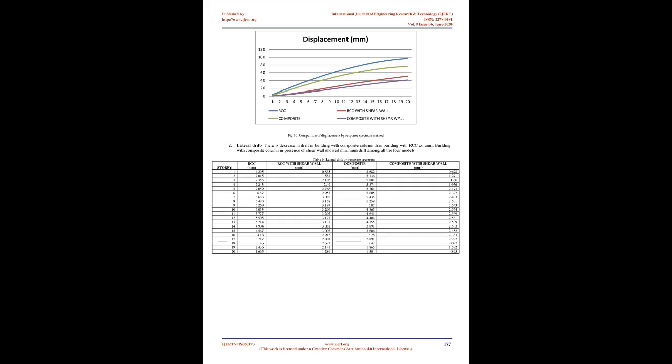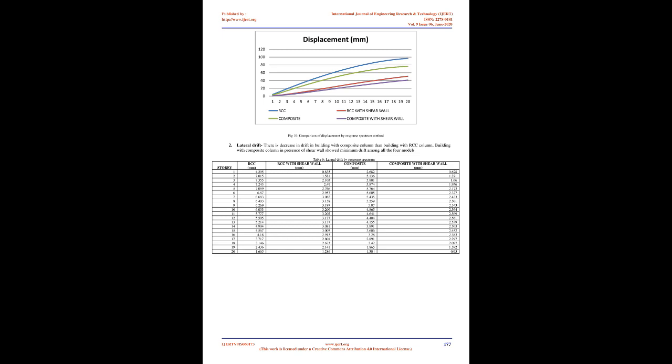1. Lateral displacement. From the observed results it was found that building with composite column in presence of shear wall showed minimum displacement. Also it is observed that on introduction of shear wall, displacement in the building reduced substantially. 2. Storey drift. Decrease in storey drift was observed in presence of shear wall in both building with RCC column as well as building with composite column. Maximum drift was observed in RCC building without shear wall.